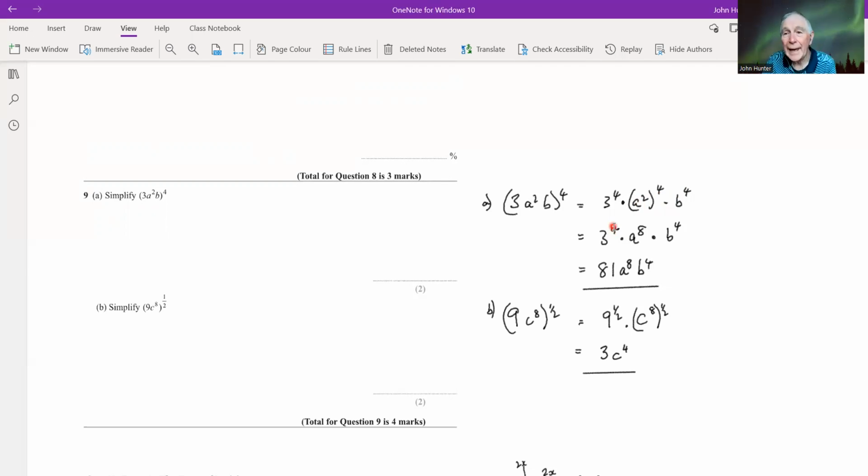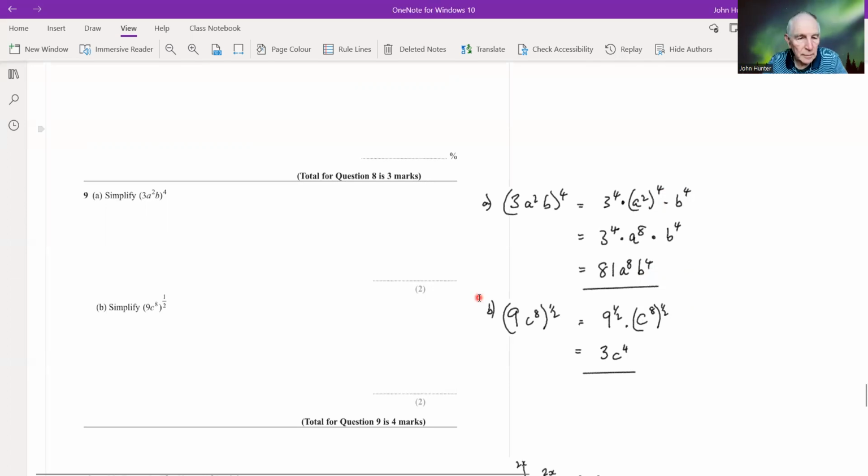That's obviously 8 a's, so that's a to the power of 8. So 3 to the power of 4 being 81. 3 squared squared, another way of looking at it. So that's 81, a to the power of 8, b to the power of 4.